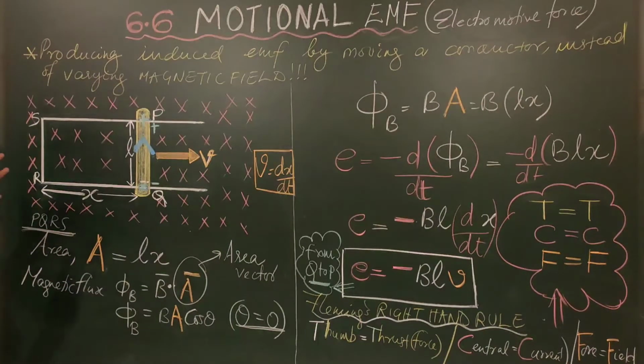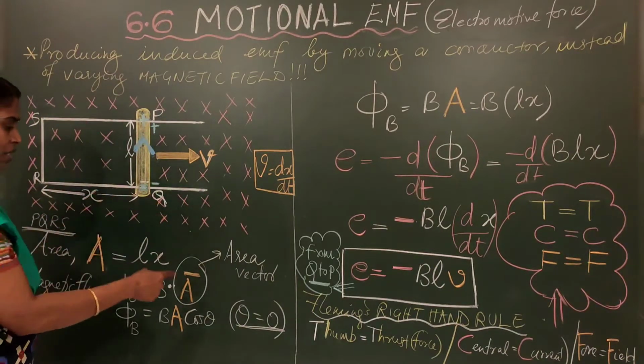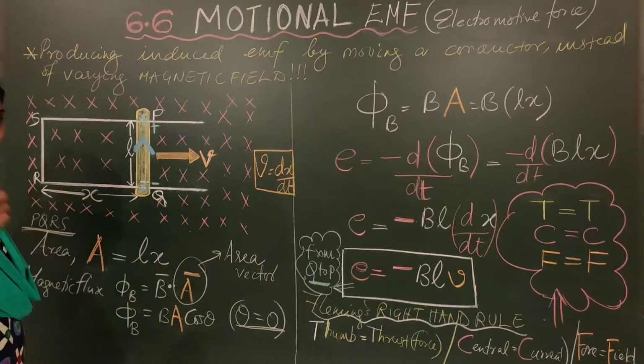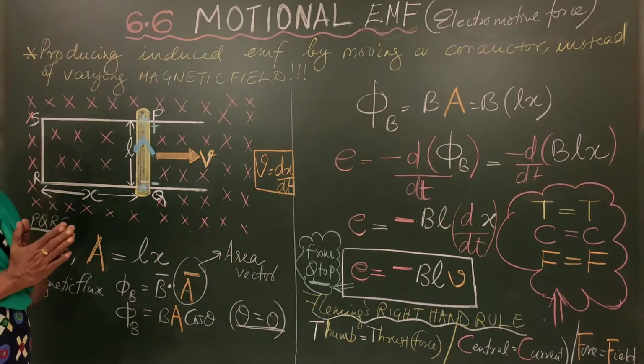Therefore, we know magnetic flux is depending on three quantities. One is B, the other one is A, the other one is theta, angle between B and A. And what is B? Everybody, it is clear. Magnetic field. What's the direction of magnetic field? Well, into the plane of the board. Now, what's the direction of A? A is area vector.